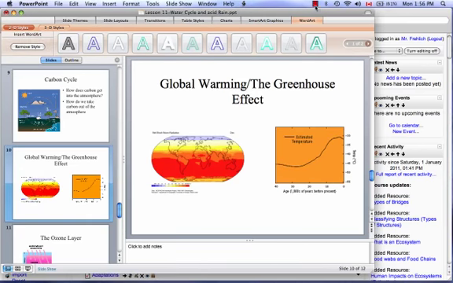So hopefully this helps you understand the water cycle and the carbon cycle.